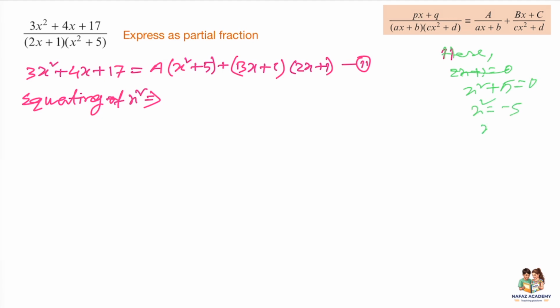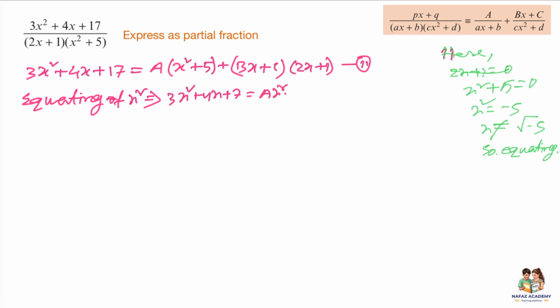So for this question, why can't we use x equals minus 5? Because it is not possible to find out the value of x. Here it is x equals root over minus 5. It is not possible, so we are using these rules, equating rules.